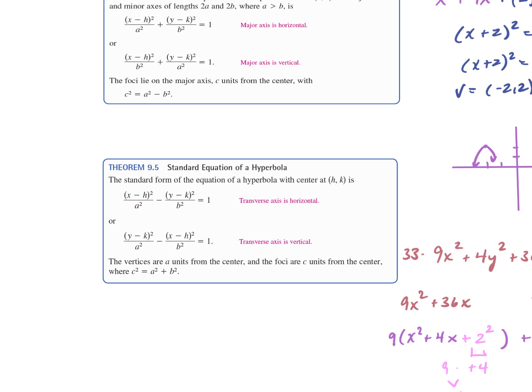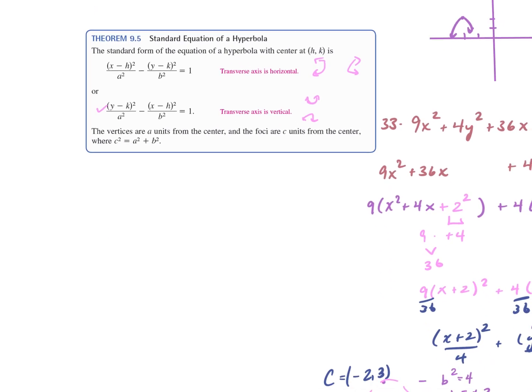So whatever is first dictates which axis you draw it on. So regardless of the size of a, a could be bigger or smaller. So this just means this is going to be drawn on the x-axis. So it's going to look like that. And then this means because it's first, it's going to be drawn on the y-axis. Okay? So let me just do one hyperbola.